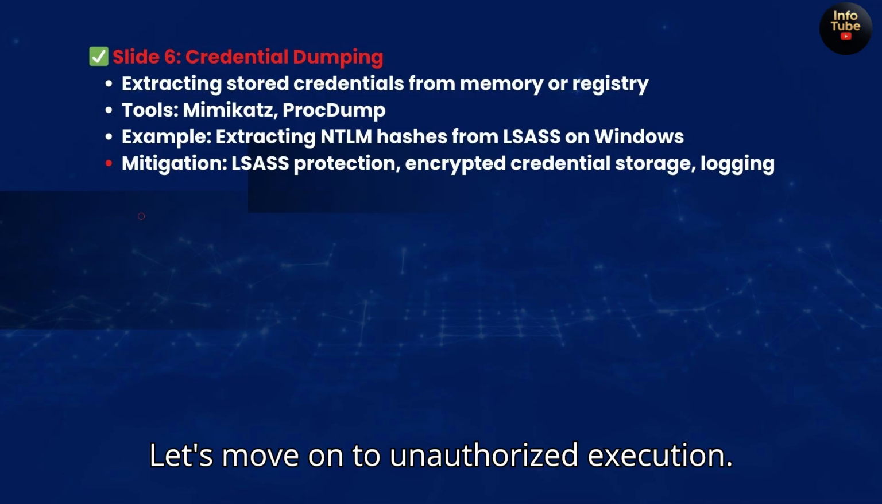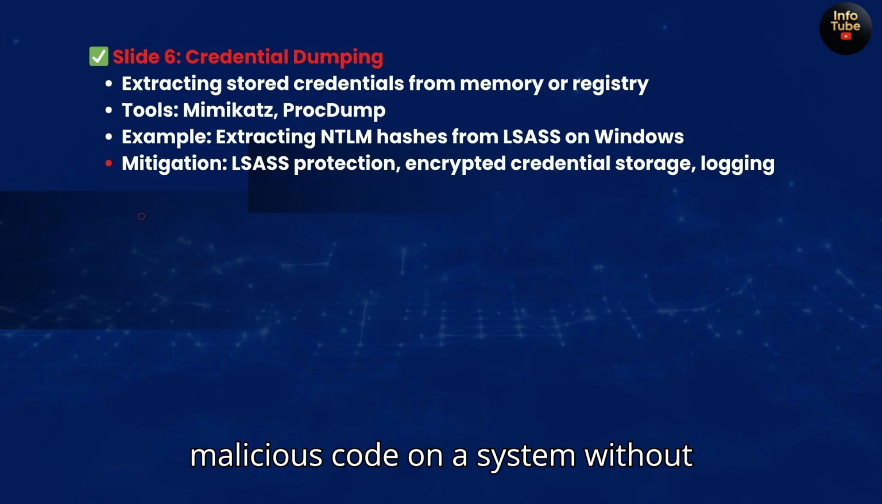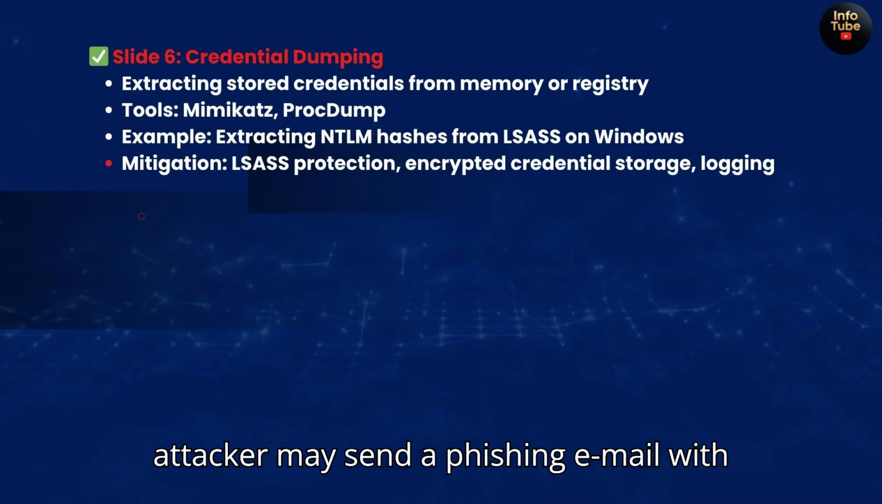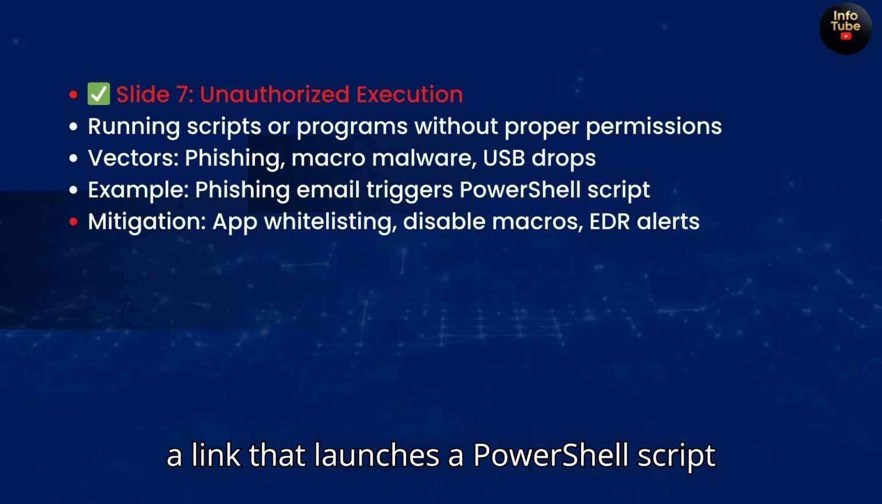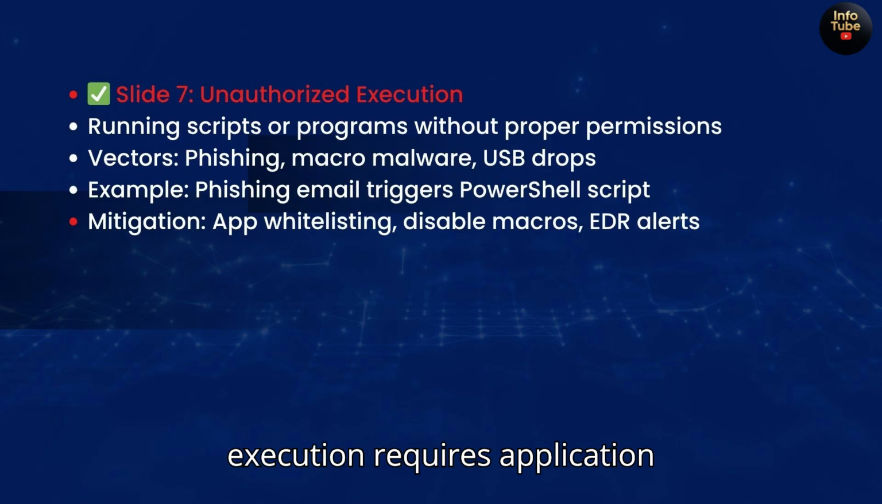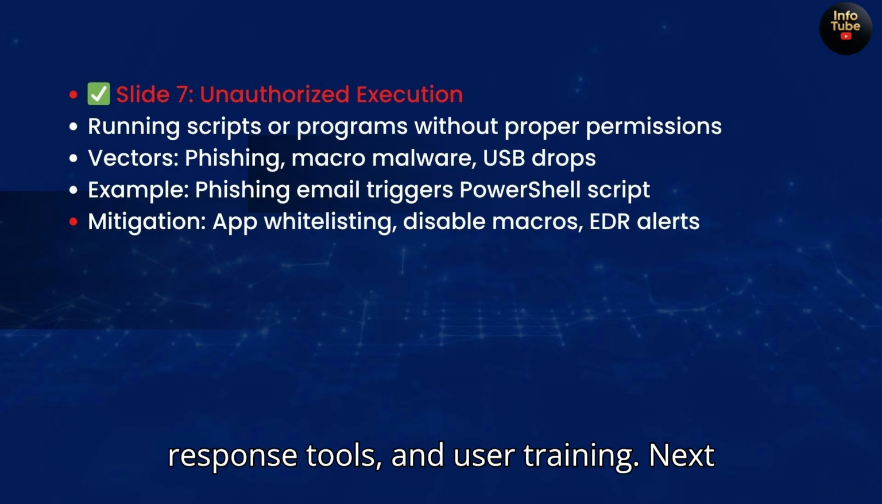Let's move on to unauthorized execution. This technique involves executing malicious code on a system without authorization. For example, an attacker may send a phishing email with a link that launches a PowerShell script to install malware. Blocking unauthorized execution requires application whitelisting, endpoint detection and response tools, and user training.